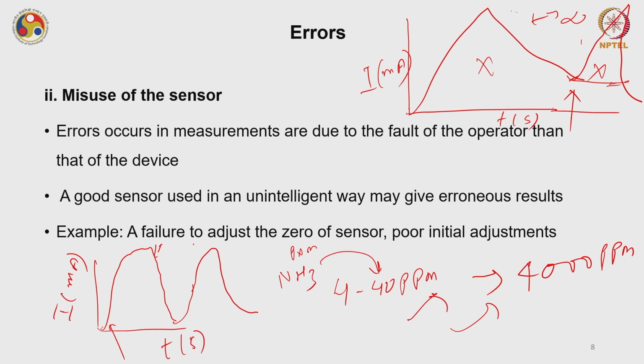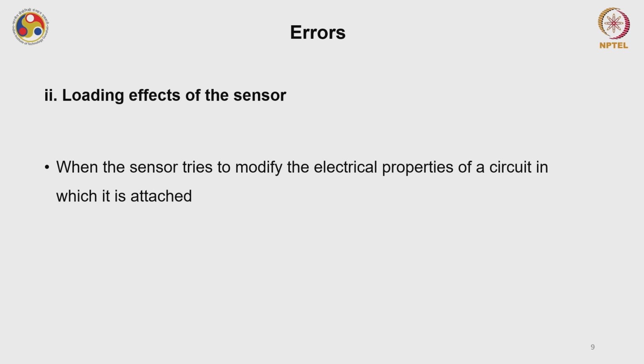So two conditions we have seen. One is misuse of the sensor, meaning I am using it beyond the dynamic range, and the second misuse is that I have not done zero setting. I hope that this is clear to you. Then the third is the loading effect of the sensor. When the sensor is attached to a circuit, it should not load the circuit.